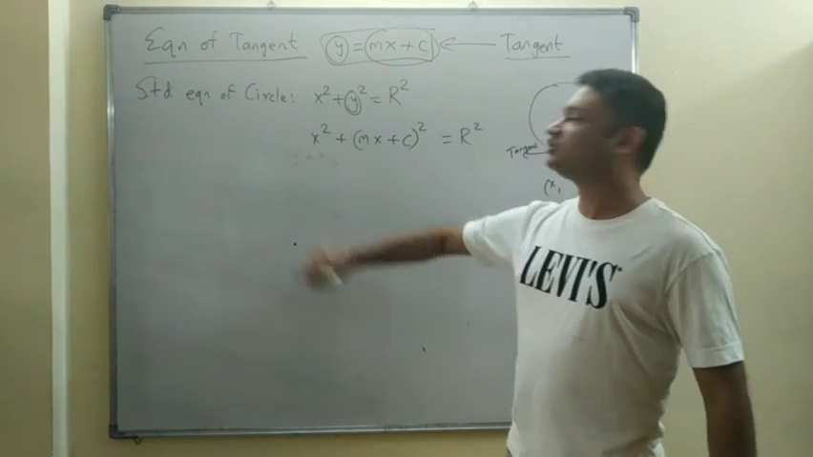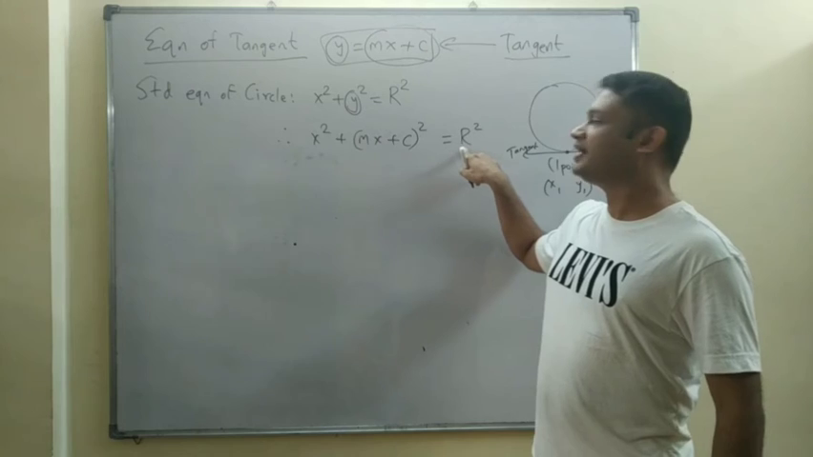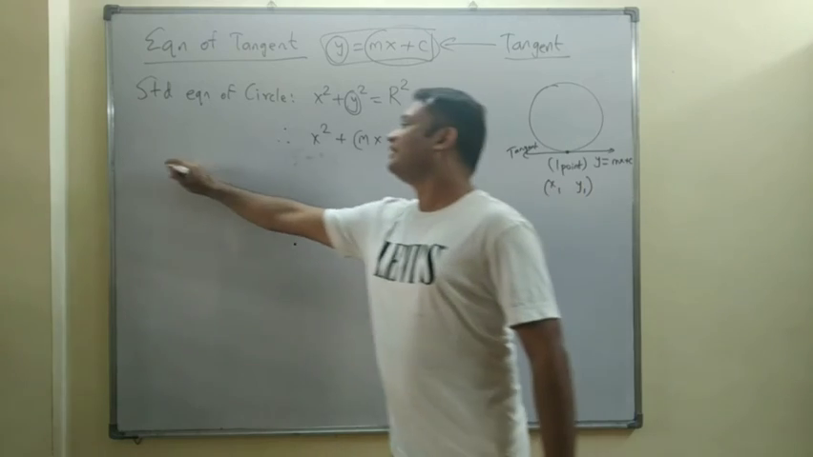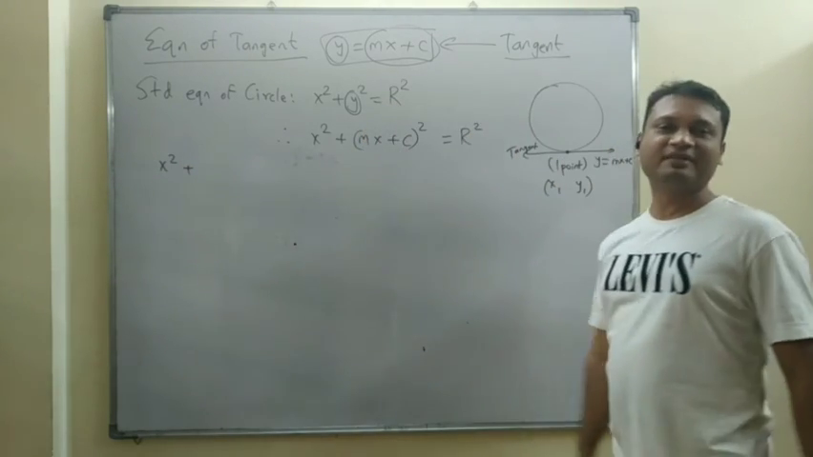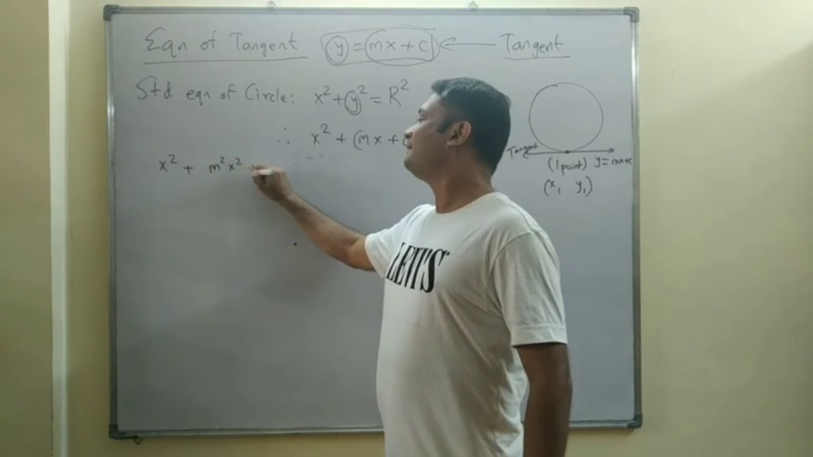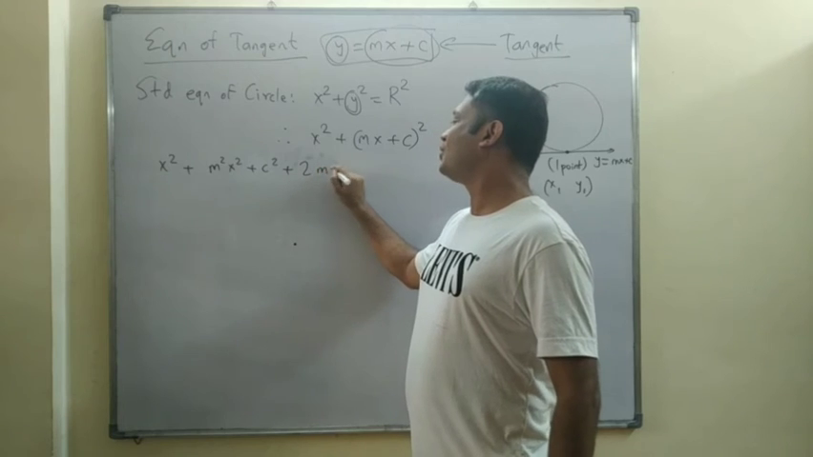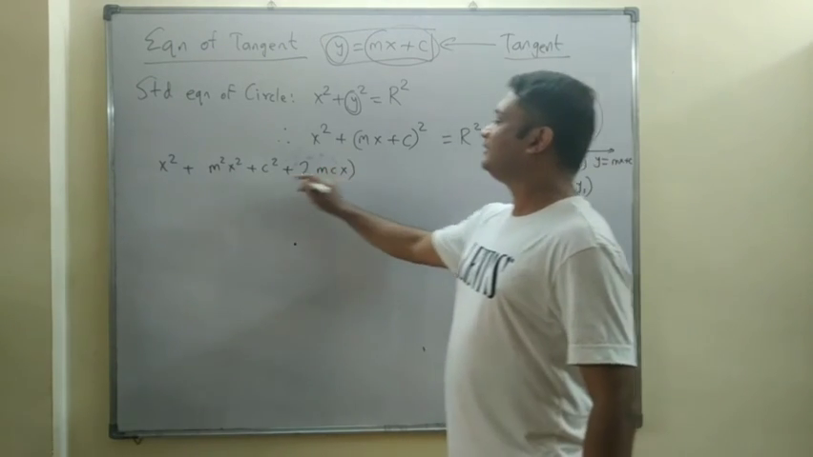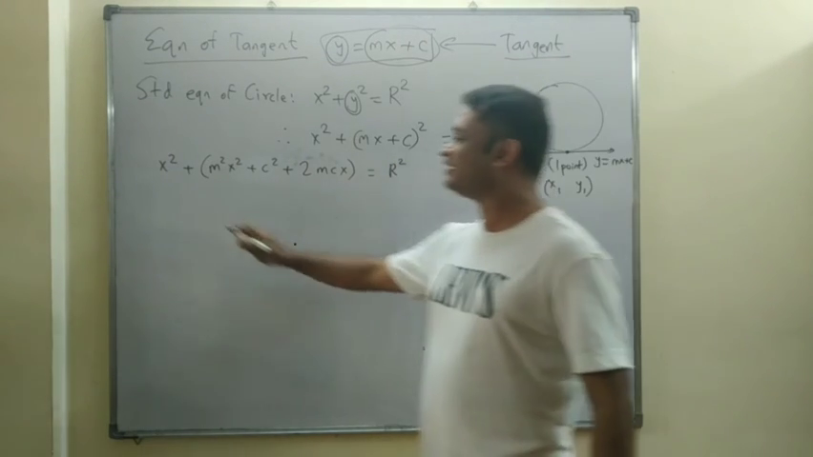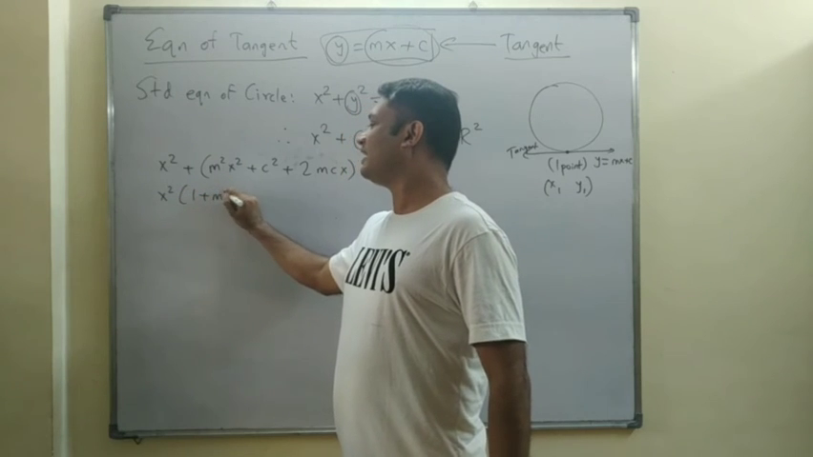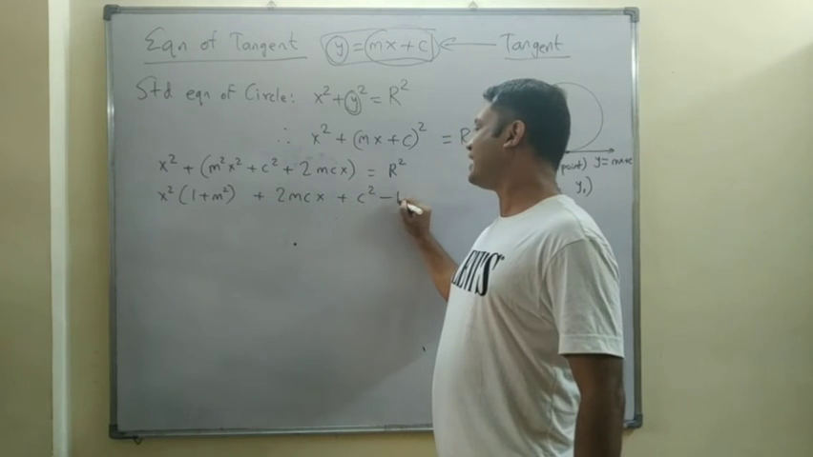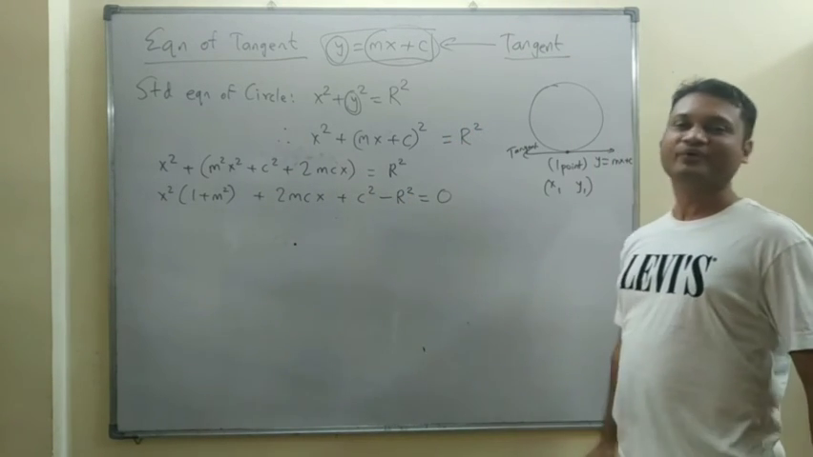Let us again come back to this equation. x square plus y square is r square. y I have substituted as mx plus c. So I can write this as x square plus mx plus c the whole square. If I use a plus b the whole square, it is a square plus b square plus 2ab, that equals r square. Now if I take x square common, it will be x square into 1 plus m square, plus 2mcx, plus c square minus r square is equal to 0.